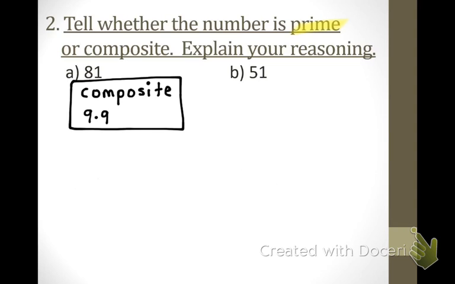5 plus 1. What is 5 plus 1? 6. If a 3 can fit into a 6, then guess what? A 3 can fit into 51. So is this prime or composite? Composite. Now, explain your reasoning.